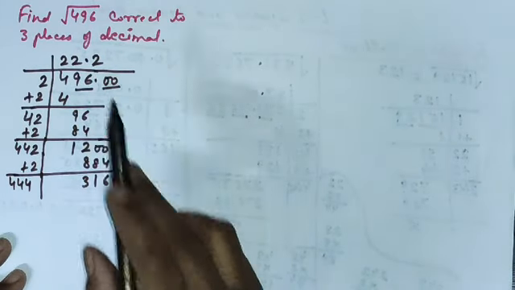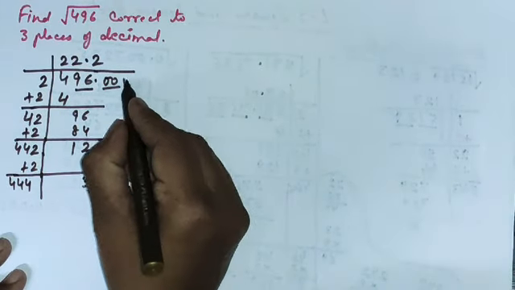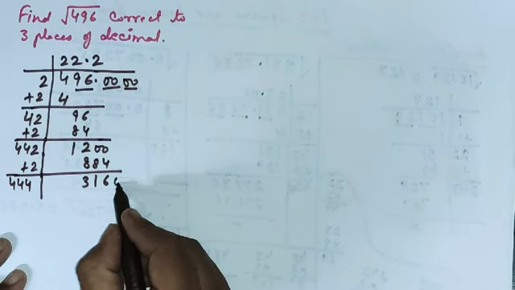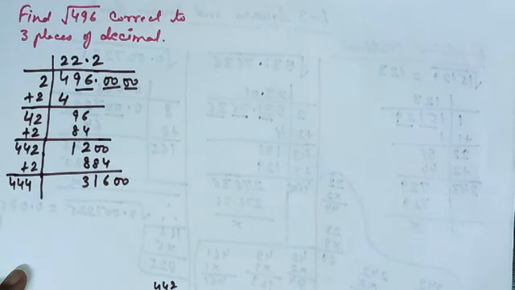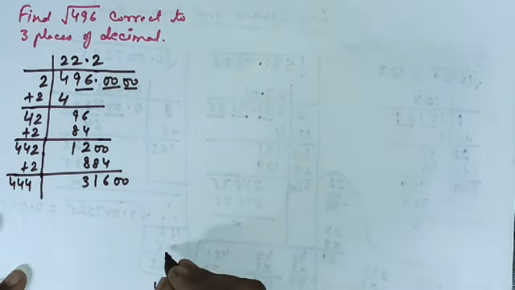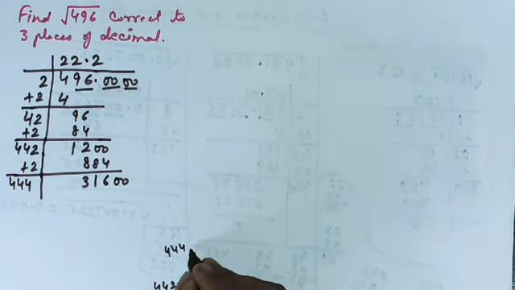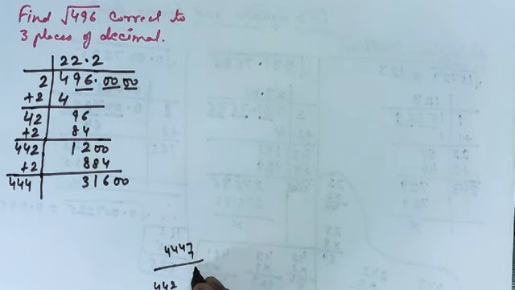316. This is only one place till now I have solved, so I need more zeros. I will take one pair of zeros more, that I will write here also. So this is the one pair of zeros I have taken. Now I will divide it by 7.